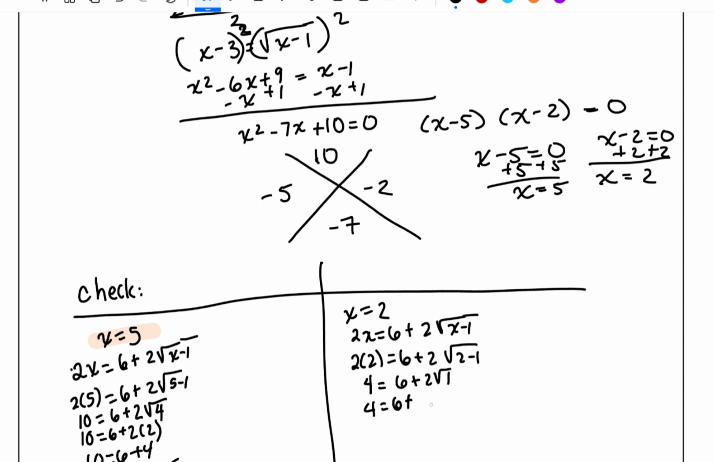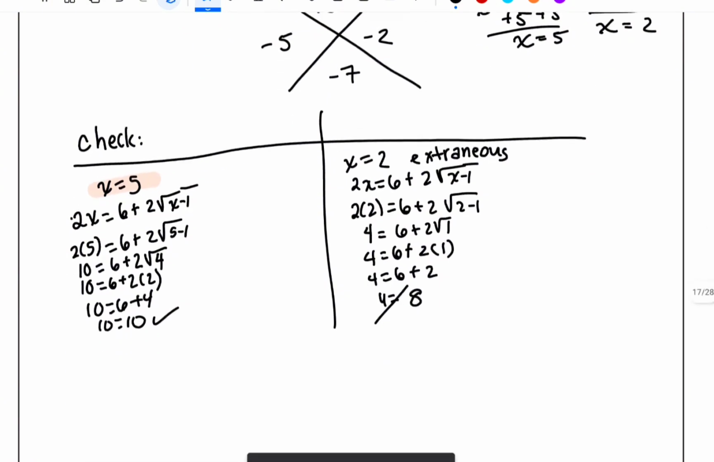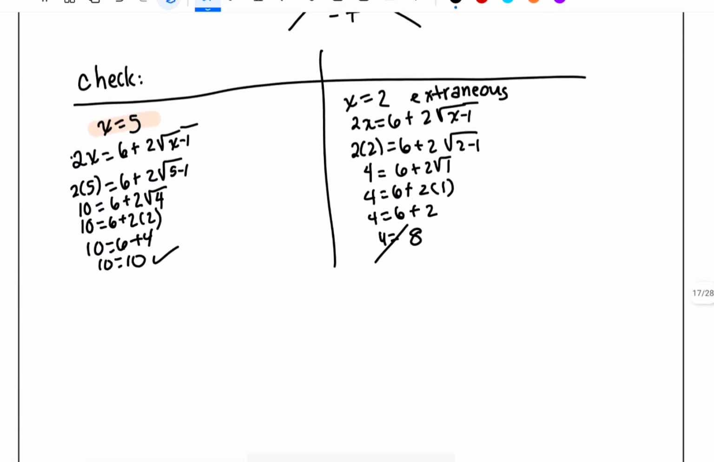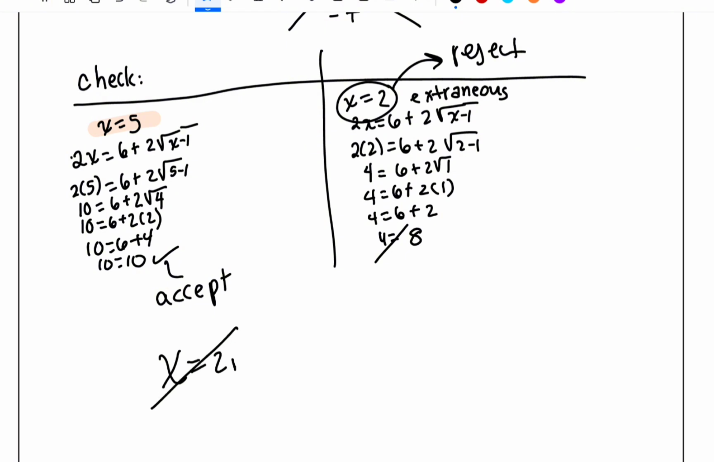4 equals 6 plus 2 times 1. 4 equals 6 plus 2. 4 equals 8. Nope, does not work. This is extraneous. So our final answer will say that we're going to reject this, accept this. So let me write it again. X equals 2, reject. X equals 5, we accept. And x equals 5 is our final answer for this question.